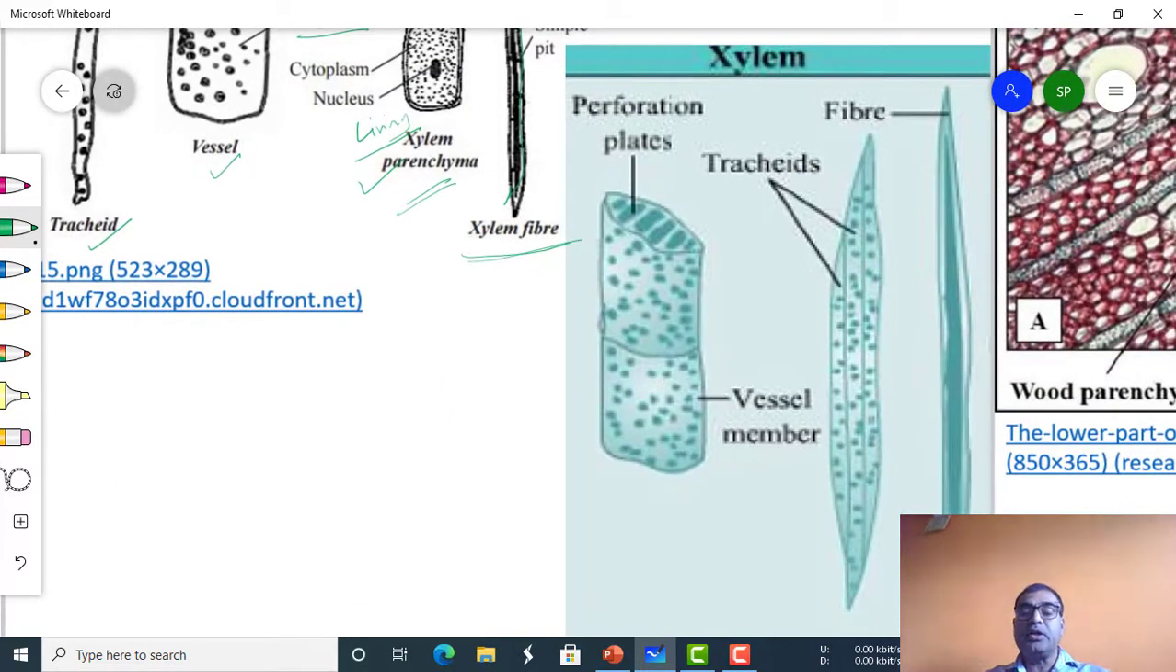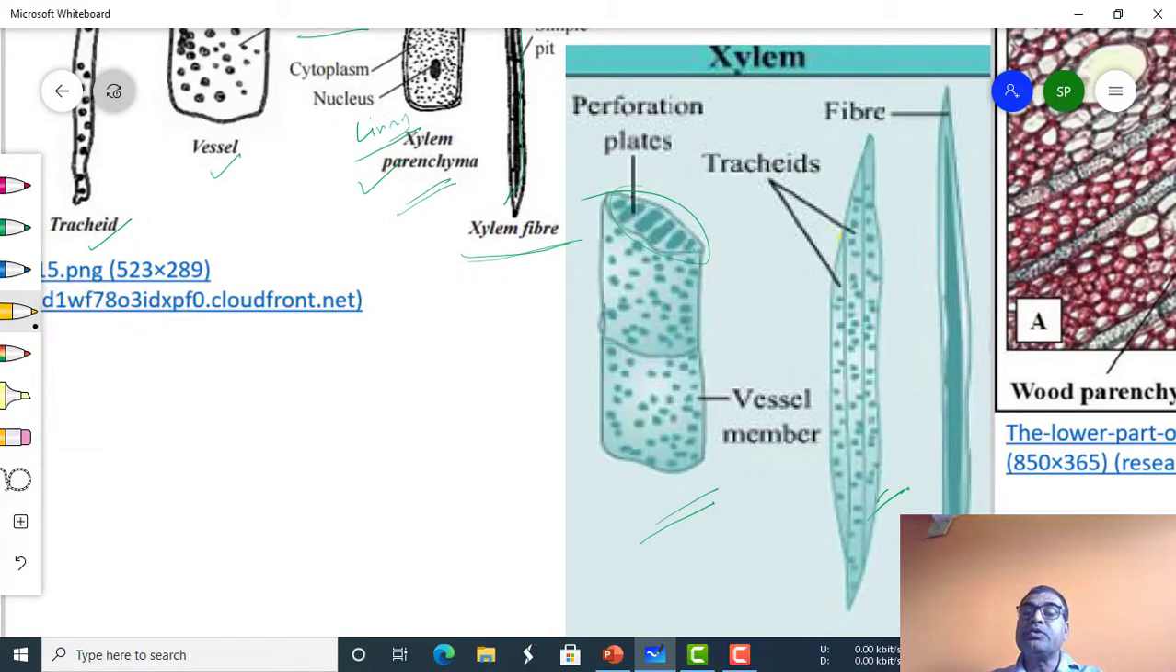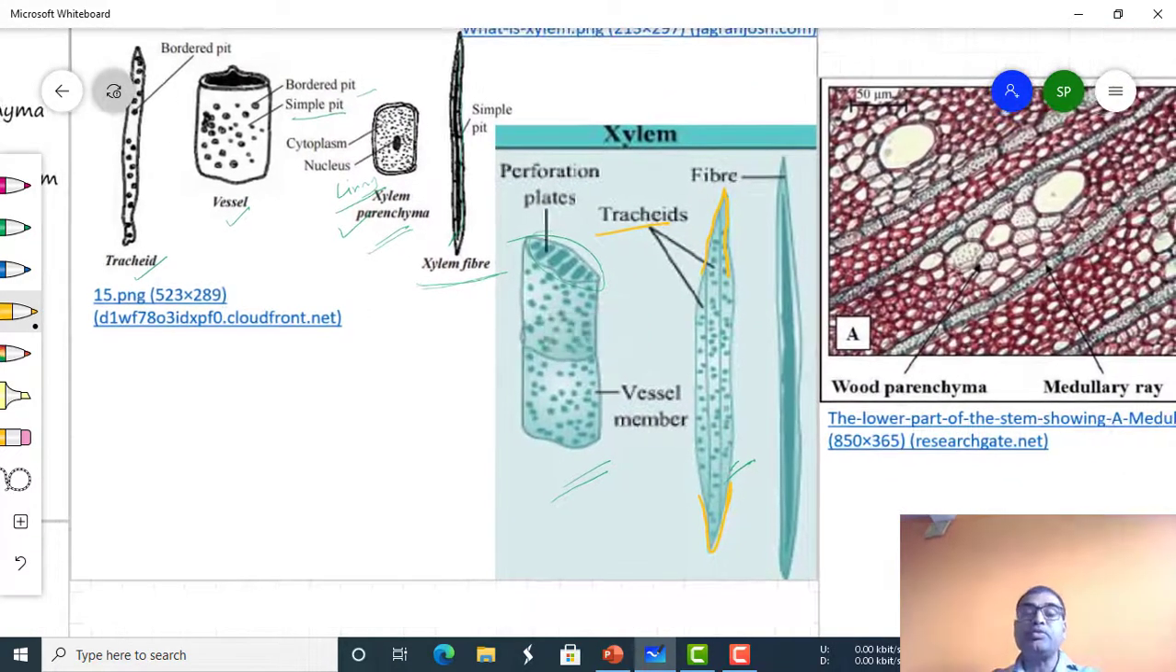This is a vessel, and this one is a tracheid. Vessel shows end to end arrangement, and it shows perforation plates, while tracheids show a tapering end. These are the tracheids showing simple pits or bordered pits, while these fibers also show pointed edges. These also show secondary wall thickening.